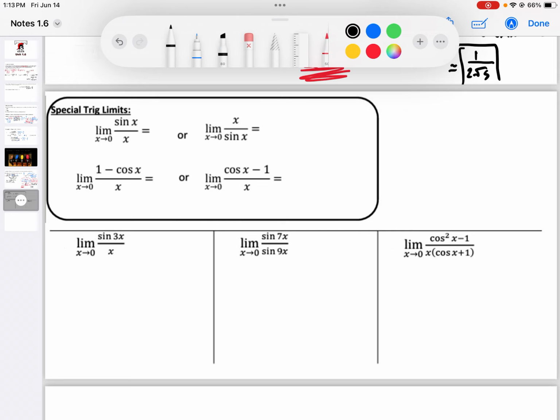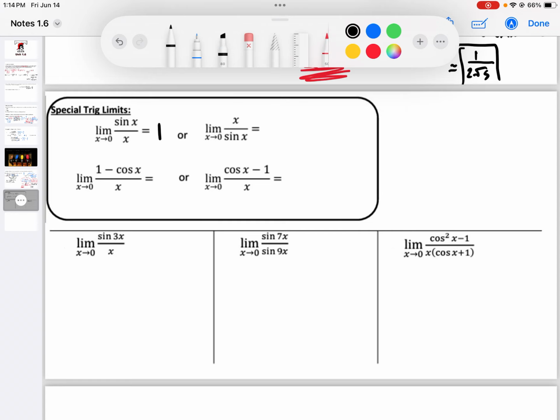All right, so for now, you kind of need to memorize this. These are some special trig limits, but L'Hopital's rule will help us later when we know how to do derivatives. So this one, if I see sine of x over x, this limit is 1.